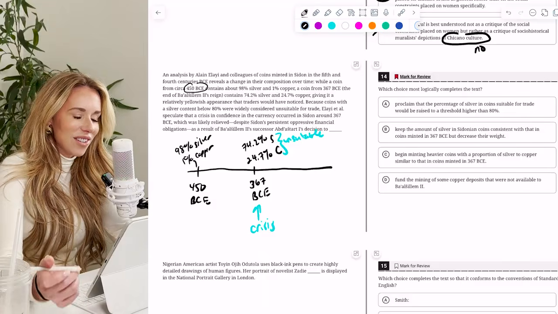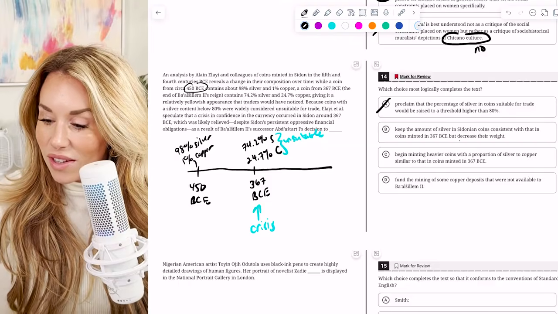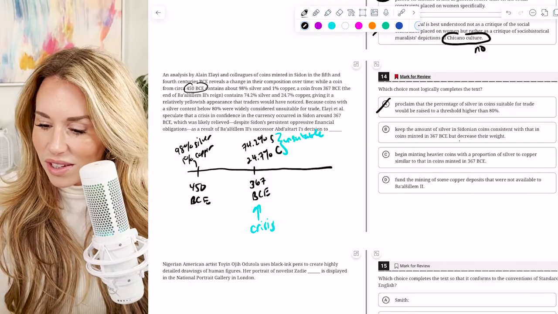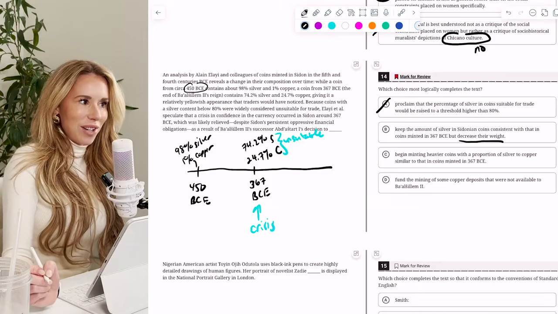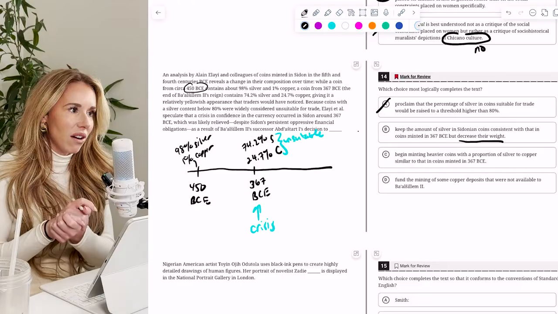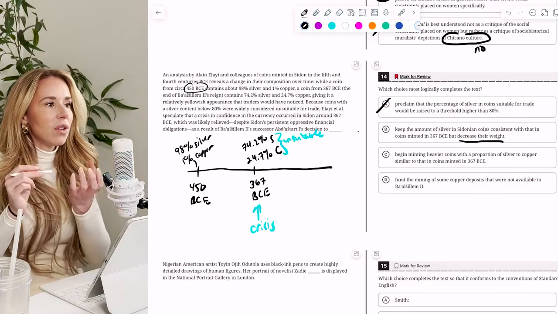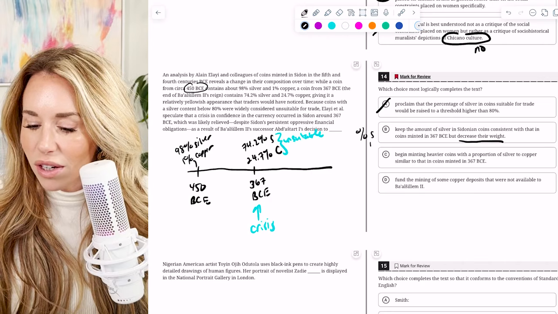So just proclaiming that does nothing. B, keep the amount of silver in Sidonian coins consistent with that in coins minted in 367, but decrease their weight. Okay, this is almost like a math question, guys, but if you decrease a coin's weight, like let's say you make it thinner or whatever, but then you keep the amount of the silver the same, what's going to happen is the percent of silver is going to go up.